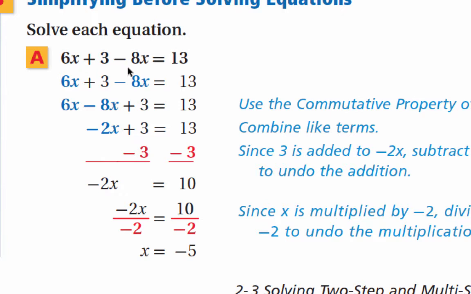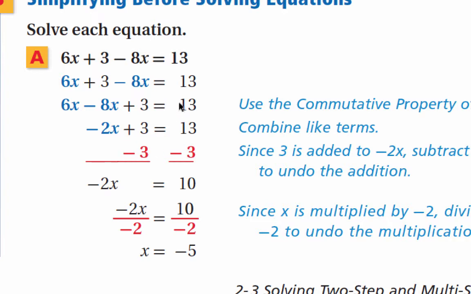So here's what I do. I'm going to use the commutative property of addition, which means that as long as I stay on the same side of the equals, I can switch the terms around. So in front of the 3 is a positive, and in front of the 8x is a negative. So when I switch them, I have to remember to keep the proper sign in front. So I switch the negative 8x to here, and I switch the positive 3 to here. And now I can simplify these two terms. 6x take away 8x is negative 2x. Plus 3 equals 13. And now I can use inverses to solve the equation.